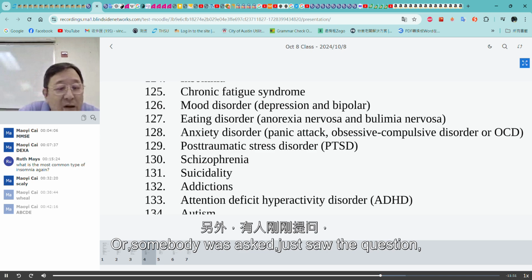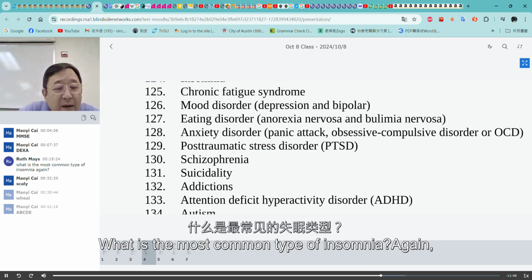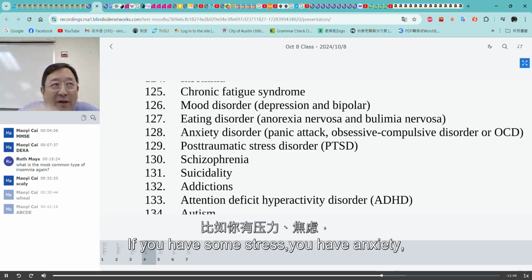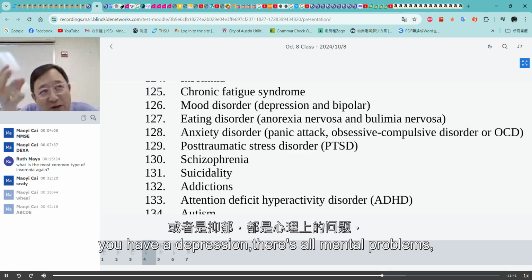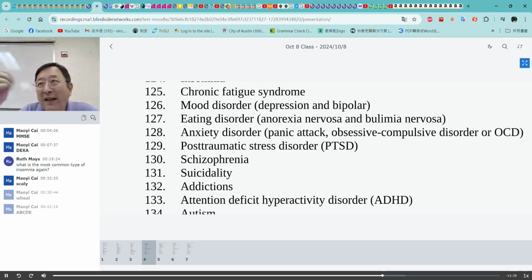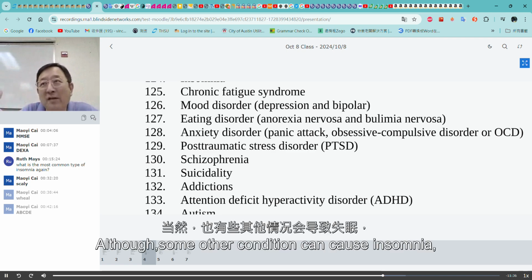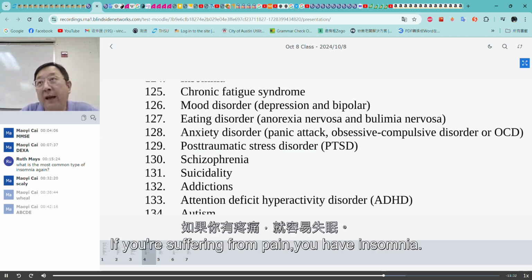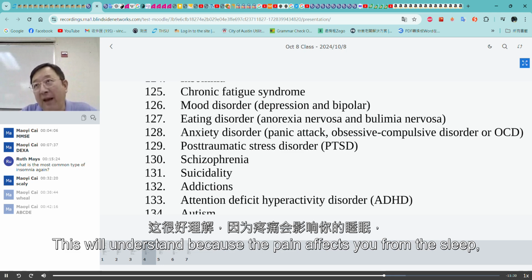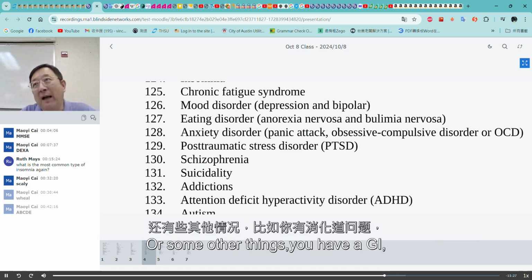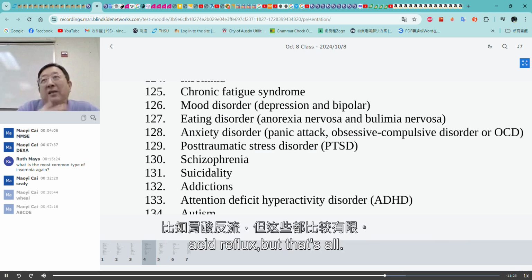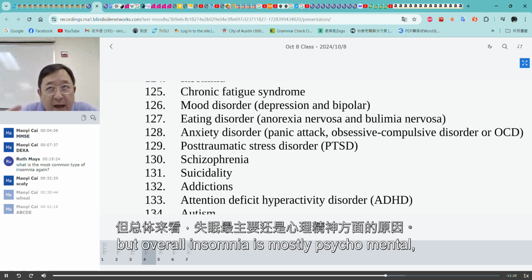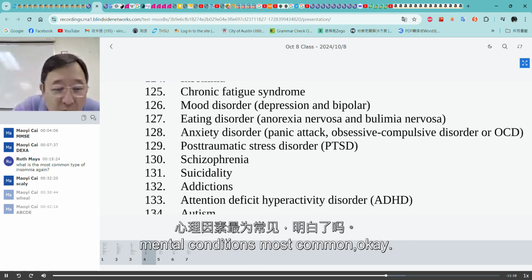Somebody asked, just saw the question, what is the most common type of insomnia? Well, most common is psychogenic. If you have some stress, anxiety, or depression, those are all mental problems, right? They cause insomnia. Although other conditions can cause insomnia, they are not as common. For example, if you're suffering from pain, you have insomnia, because pain affects your falling asleep. Or you have GI problems like acid reflux, but that's a real disease. Overall, insomnia is mostly from mental conditions, most common.